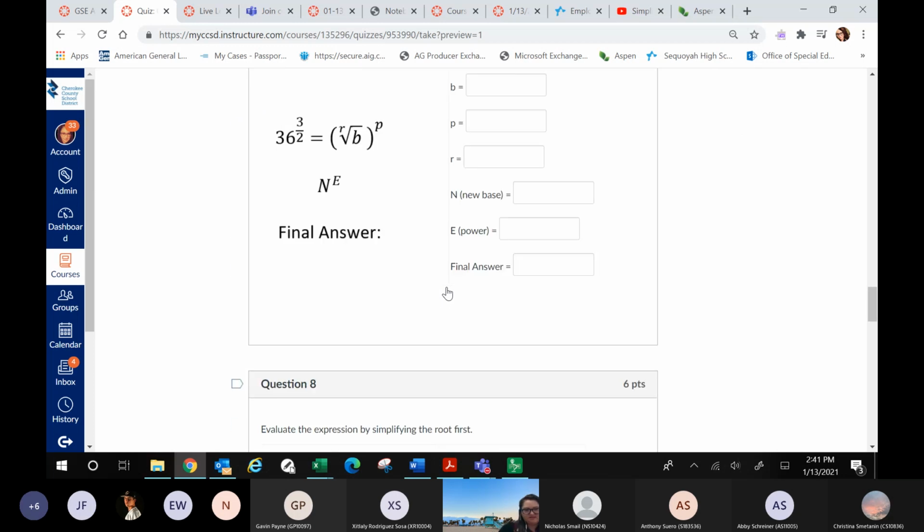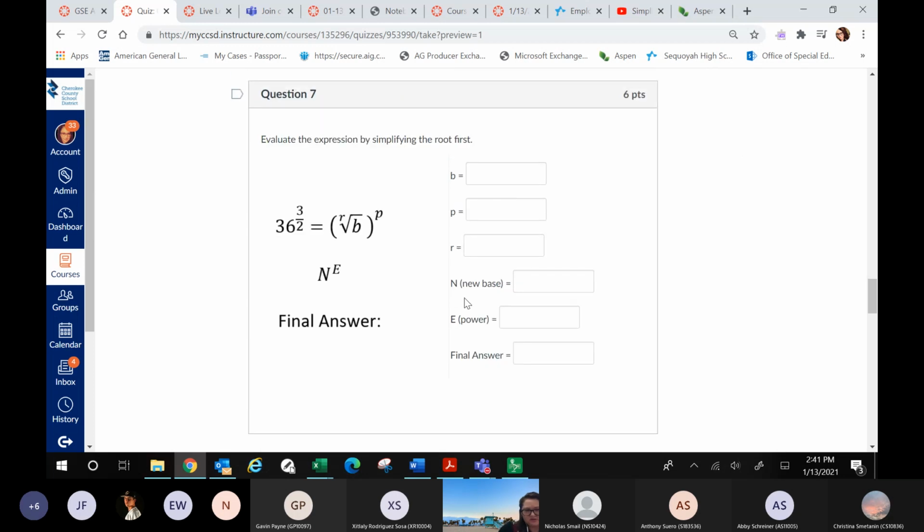Like this question, you had to simplify this. It said 36 to the 3/2 power. Did anybody have issues with this question? Nobody? I didn't do that. I forgot to. Okay, so let's go over these.